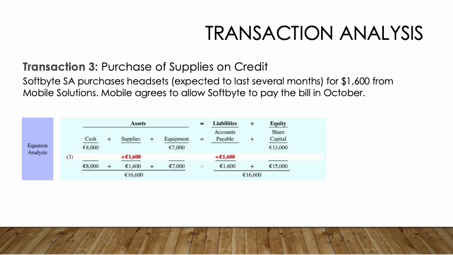So this results in what is known as an account payable. We've received the asset today. We will include it in supplies, but we will not pay until October. And that results in that account payable to Mobile Solutions.